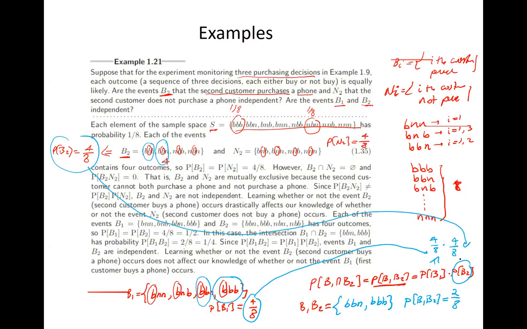So, are they equal? Let's check. 2 over 8, and 4 over 8 times 4 over 8. Are they equal? Do you have any question? Okay, are they equal? They are equal. So we say that B1 and B2 are independent.